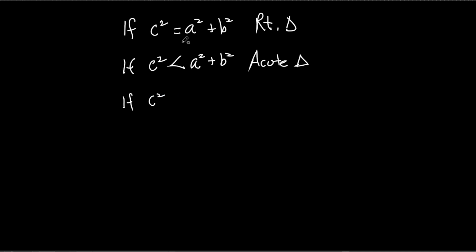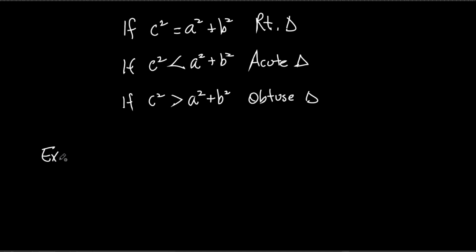So what do you think the next one's going to be? If c squared is equal to a squared plus b squared, then it's right. If c squared is less than a squared plus b squared, then it's acute. That's right, greater than. If c squared is greater than a squared plus b squared, then it would be an obtuse triangle. Okay? Everybody with me on that? It's pretty simple, isn't it? Sure. Let's do an example.